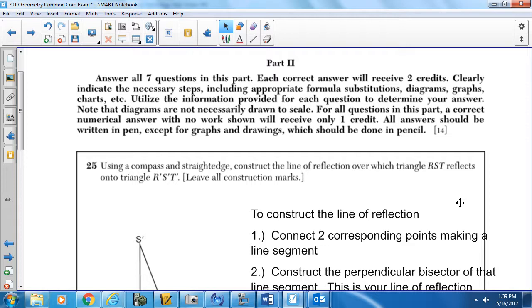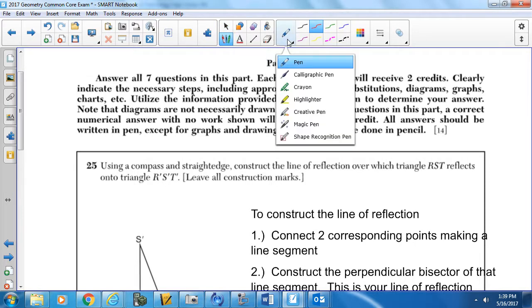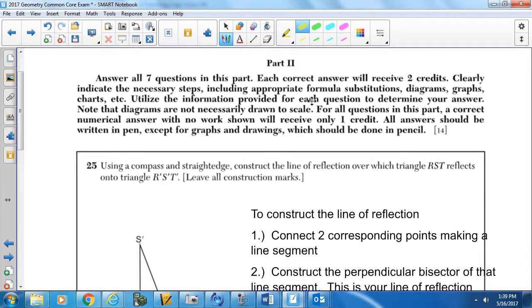And before we start, just want to point out a couple of things. This exam, when you get to part 2, there are 7 questions. Each answer will receive 2 credits. So each one is worth 2 points. And make sure and show all the work that you can. Let's look at the first one.